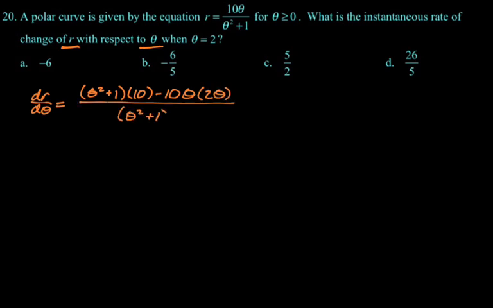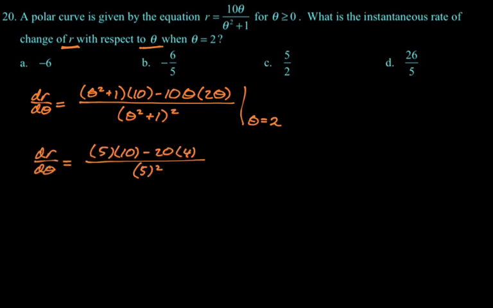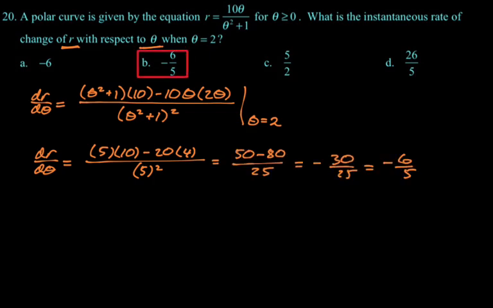That's what we're doing here. So, I mean, it's a polar problem, but we're just finding dr d theta. Theta is going to be 2. And if we plug this in, I'm not going to make you watch that. We get this, which gives us this, which gives us this. So negative 6/5 is our answer.